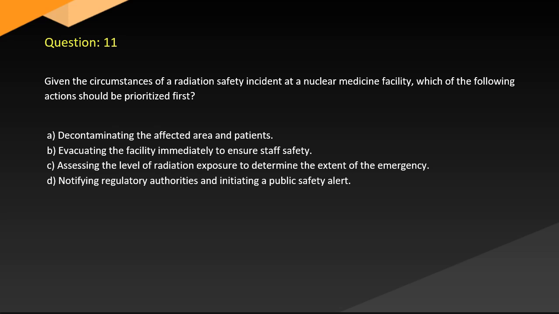Question 11. Given the circumstances of a radiation safety incident at a nuclear medicine facility, which of the following actions should be prioritized first? A. Decontaminating the affected area and patients. B. Evacuating the facility immediately to ensure staff safety. C. Assessing the level of radiation exposure to determine the extent of the emergency. D. Notifying regulatory authorities and initiating a public safety alert.